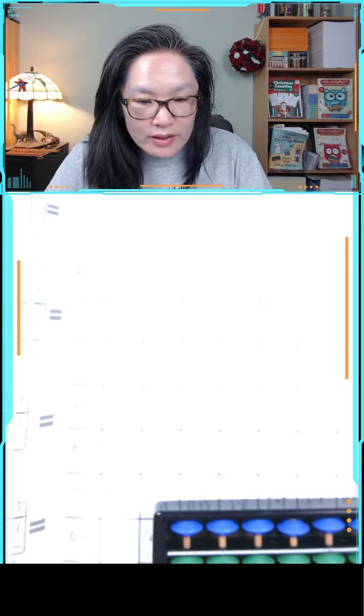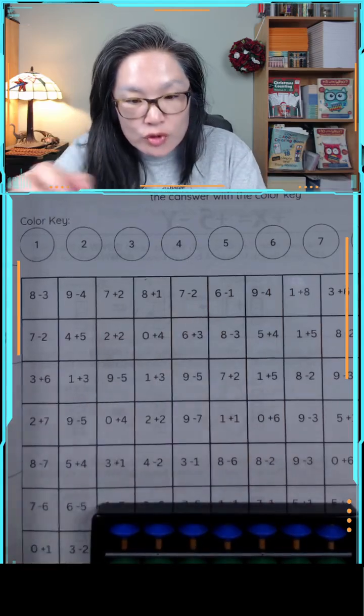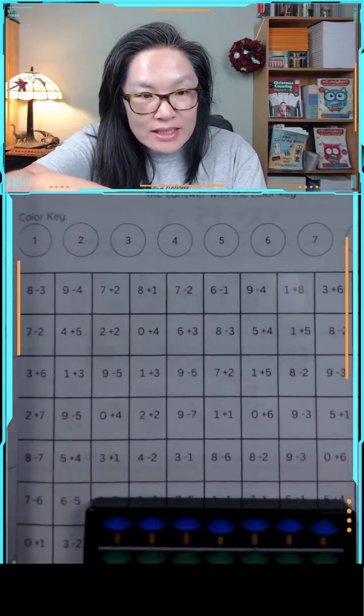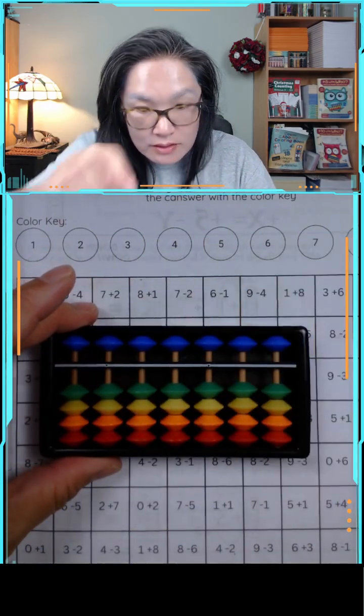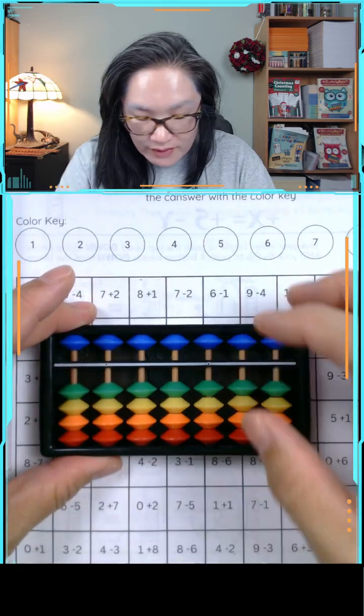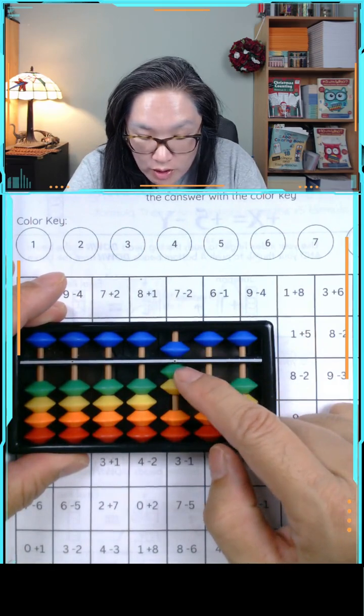Oh, when you look at the pixel art, oh, you can't see the pixel art. When you do the pixel art, LD, make sure you do it on the abacus, because the idea is to see the numbers, right? To see the beads. So if I have 7 on the abacus, like that, and I want to take away 2, you take away the 2 like that.